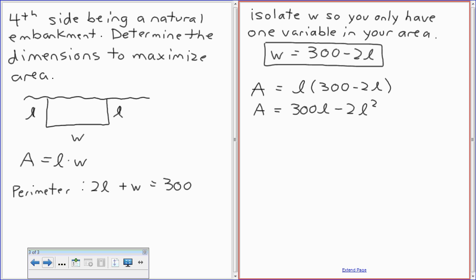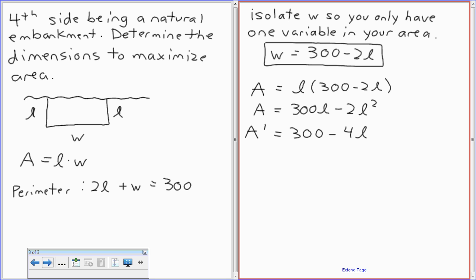All right, Luke, can you be brave and take the derivative? It's the derivative of 300L, A prime. And the derivative of negative 2L squared is? 4L. Yeah, good, minus 4L. I know what you're saying, this unit is so much easier than the last one, because that is easy compared to the last ones that we did.